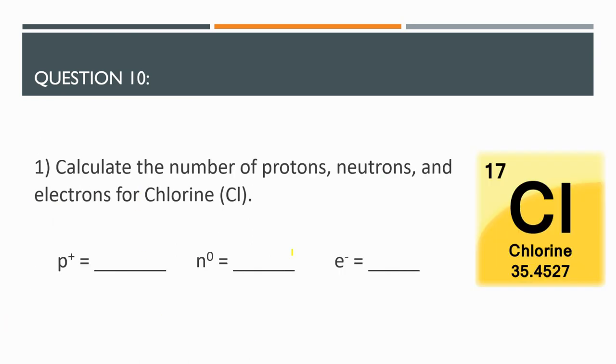All right, so some more calculations. We have the number of protons, the atomic number. We have neutrons. We take our mass, which in this case we'll round down to 35 minus 17. And once again, protons and electrons are going to be the same. So there's our answer there.